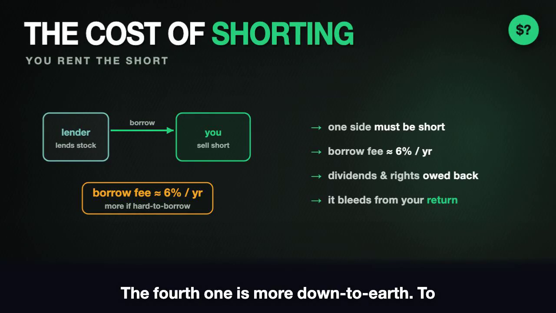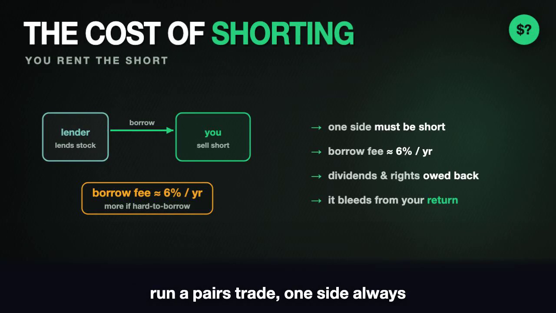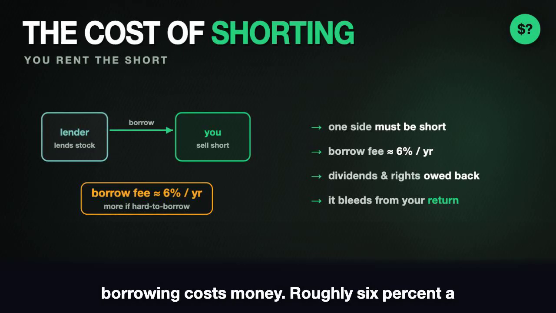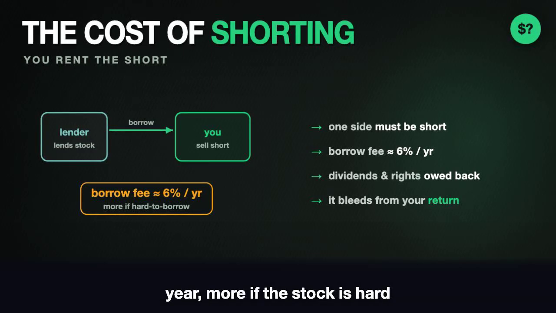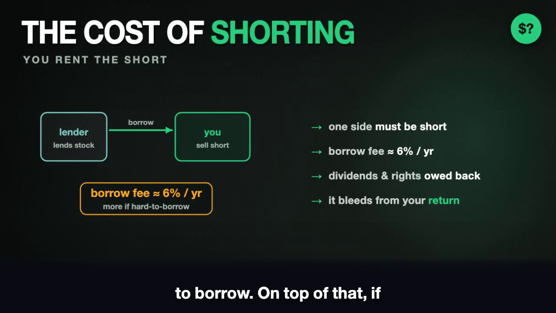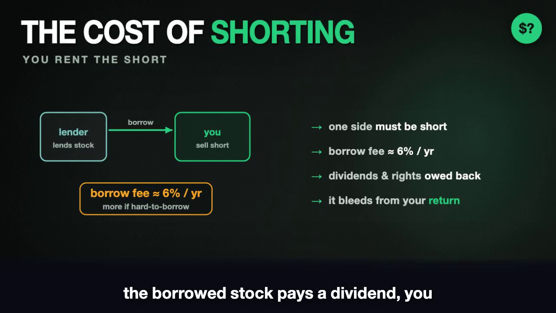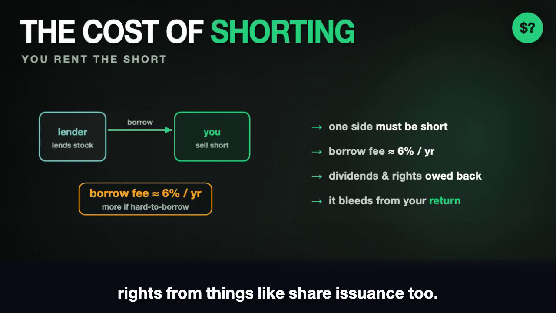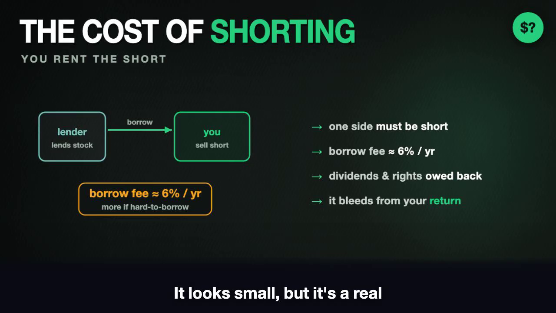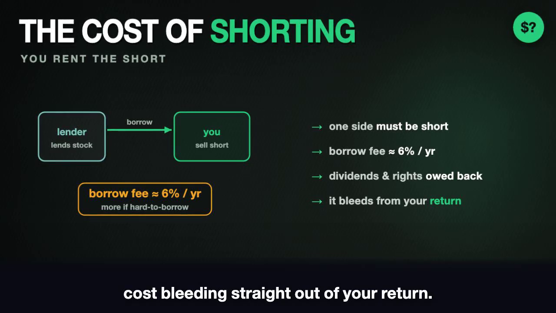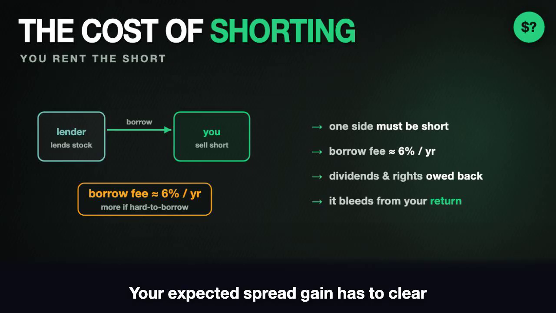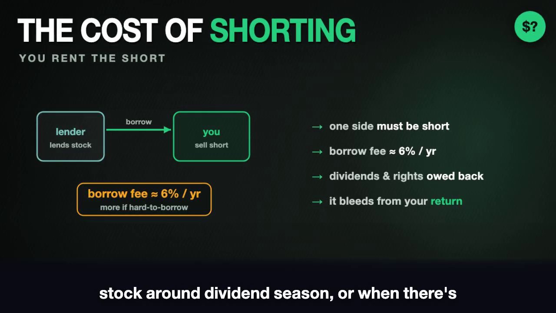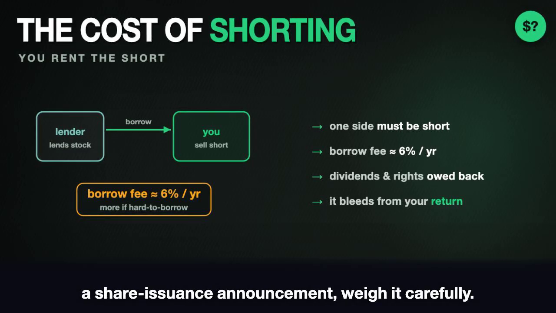The fourth one is more down to earth. To run a pairs trade, one side always has to be a short. You borrow the stock and sell it, and borrowing costs money, roughly 6% a year, more if the stock is hard to borrow. On top of that, if the borrowed stock pays a dividend, you owe that dividend back to whoever lent it to you, and you give up rights from things like share issuance too. It looks small, but it's a real cost bleeding straight out of your return. Your expected spread gain has to clear that cost for the trade to be worth it. So when you're shorting a stock around dividend season, or when there's a share issuance announcement, weigh it carefully.